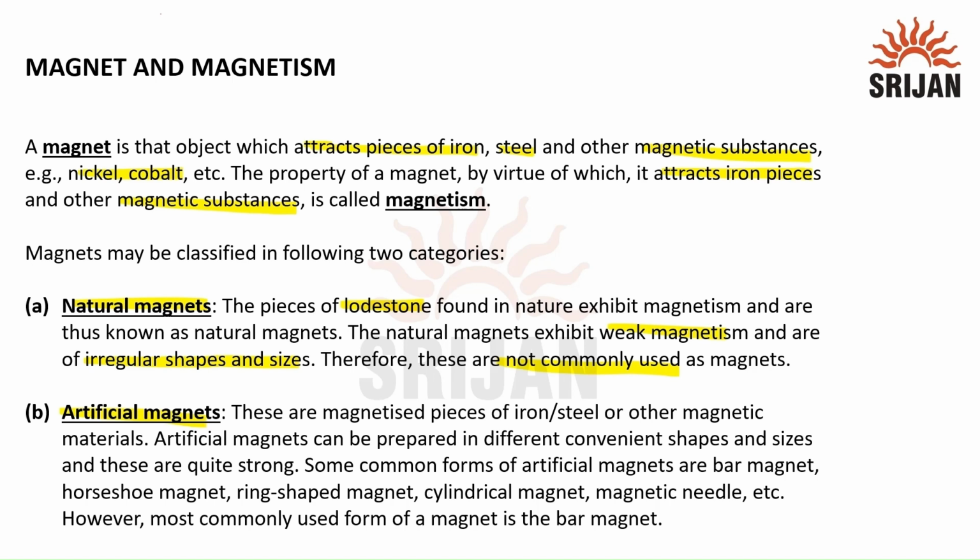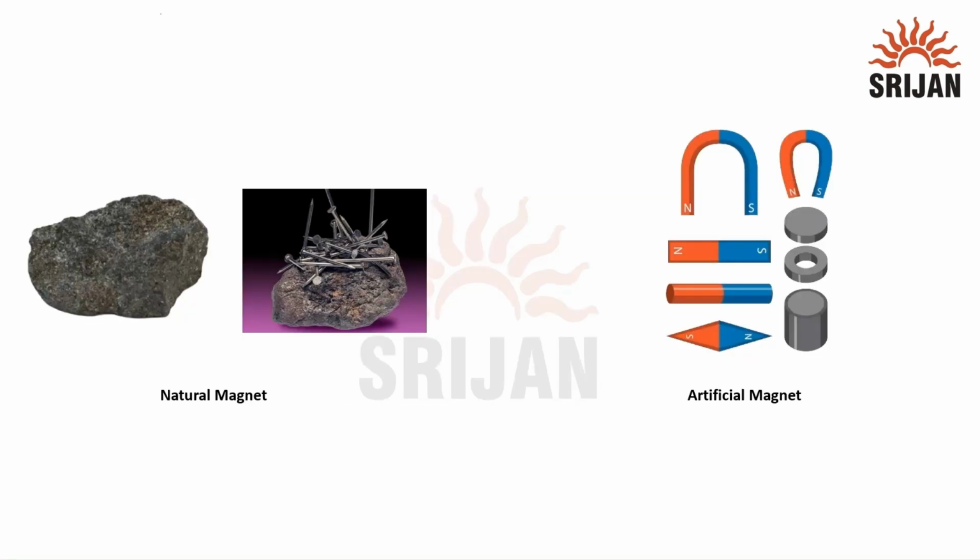The second category is of the artificial magnets. These are magnetized pieces of iron or steel or other magnetic materials. Artificial magnets can be prepared in different convenient shapes and sizes, and hence these are quite strong. Some common forms of artificial magnets are bar magnet, horseshoe magnet, ring-shaped magnet, cylindrical magnet, and magnetic needle. However, the most commonly used magnet is the bar magnet. Now, in this slide, we can see the images of natural magnets on the left hand side, whereas on the right hand side, we can see the images of different types of artificial magnets.